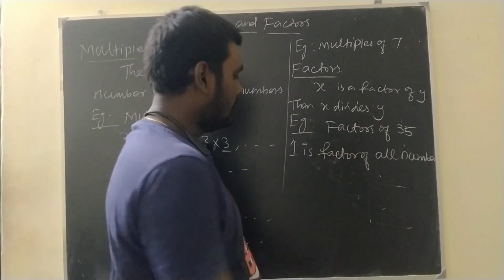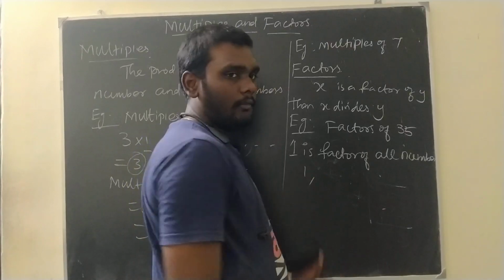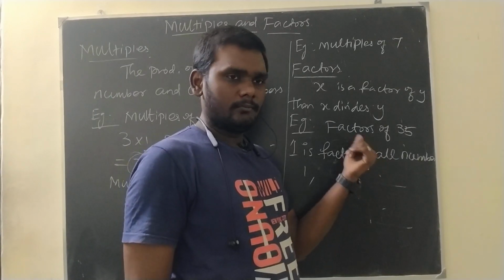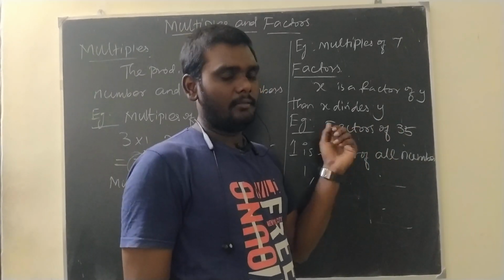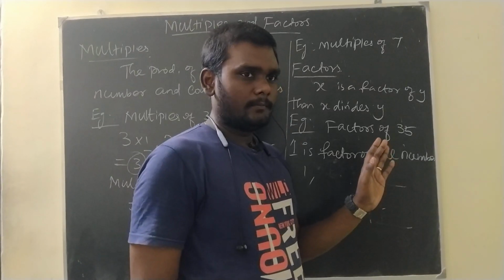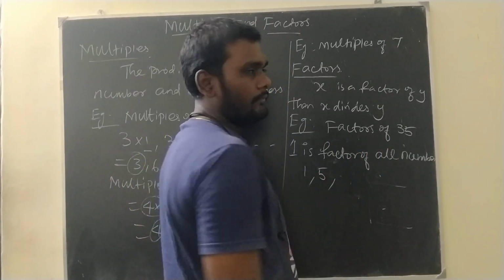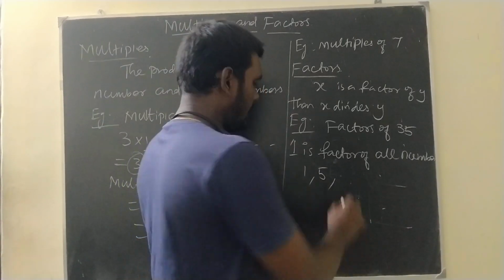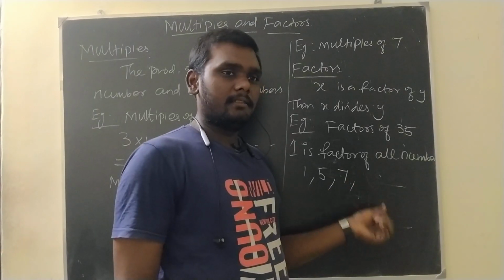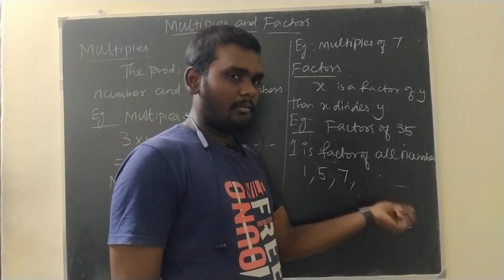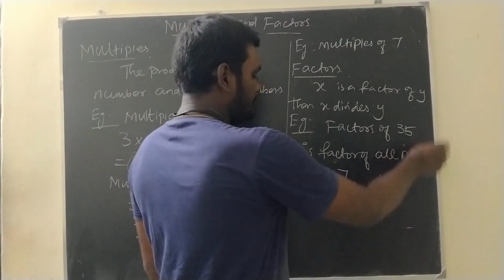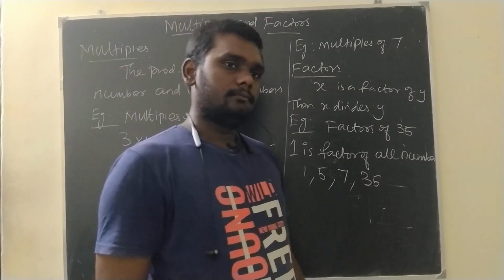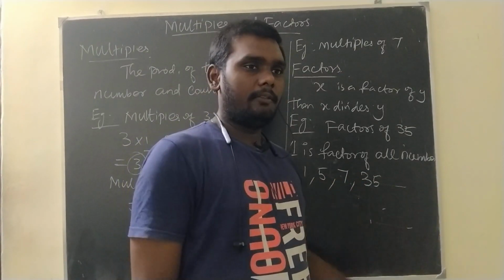And then for this factor, 1 will divide 35. 3 will divide this 35 or not? No. 2 can't divide. 4 can't divide. 5 will divide or not? 5 will divide completely. And then 6 can't divide. 7 will divide completely. After this, 8, 9, 10, 11, 12, 13, like this, it goes on. See, 35, the number itself will divide the number. So these are all the factors of the given number.